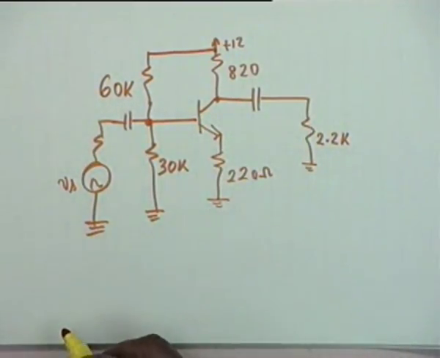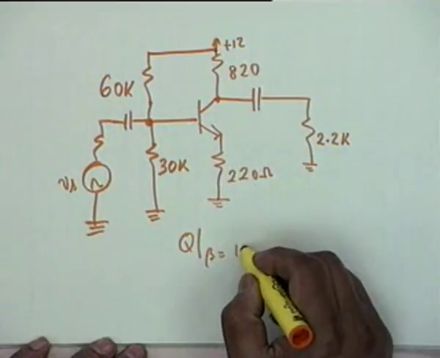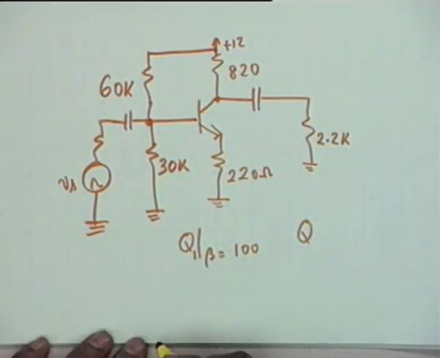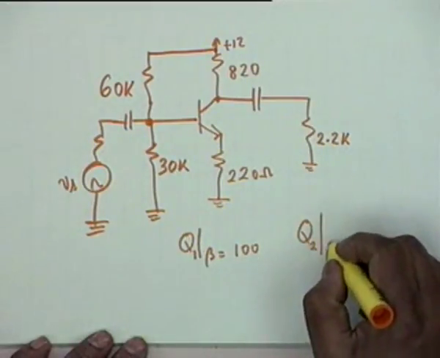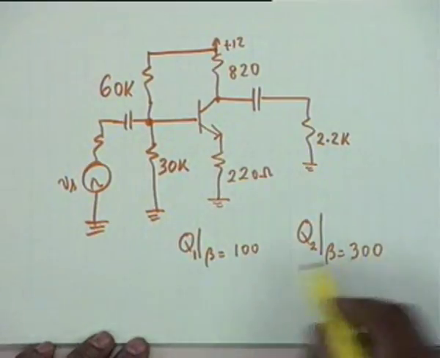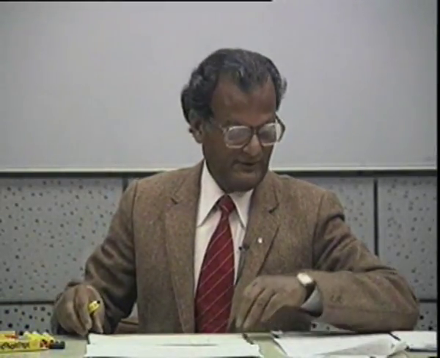The question is, compare the operating points for beta equal to 100 and call this Q1 operating point, and second operating point for beta equal to 300. Compare the two operating points and then answer the question whether the circuit is adequately stabilized for beta variations or not. All right. So, the procedure is straightforward.